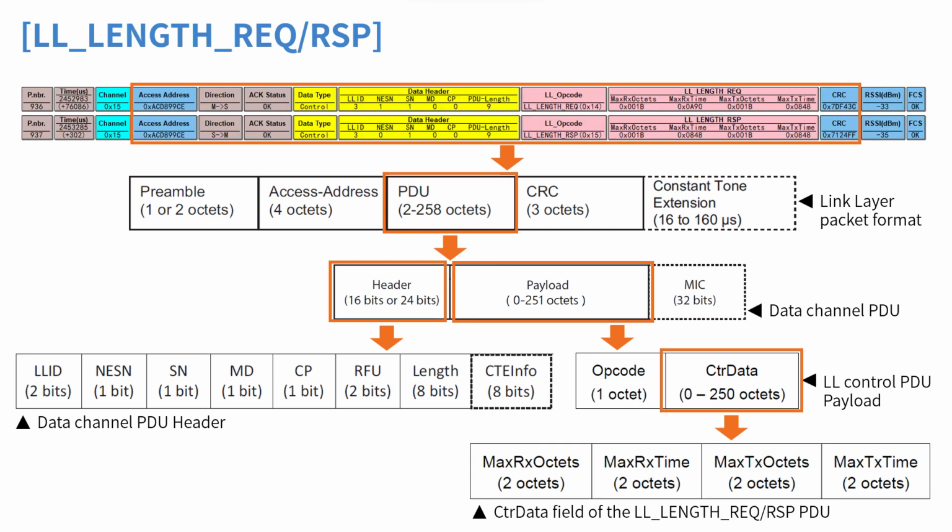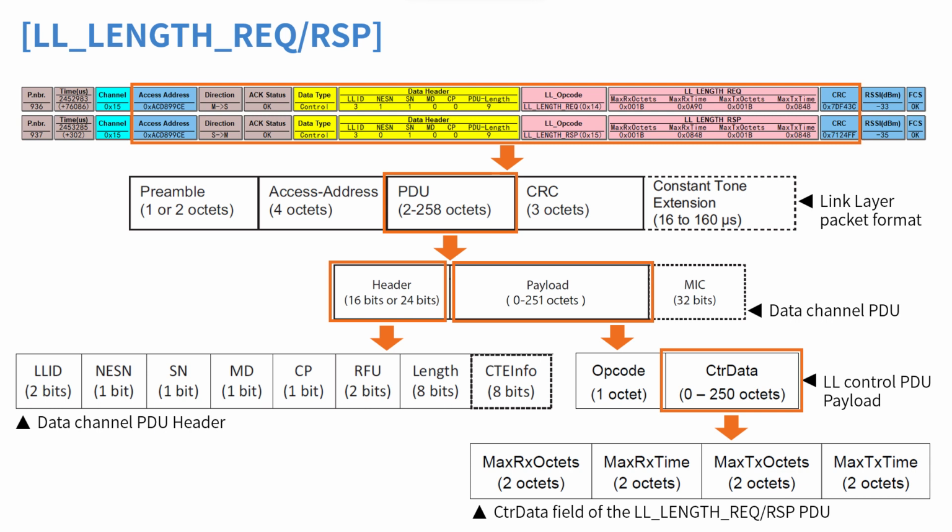This is the LL length request packet sent by the central and the LL length response packet sent by the peripheral. The combination of the LL control PDU has changed. Max RX octets is the maximum number of octets in the payload that the local device is able to receive from the remote device. The max RX octets field should have a value not less than 27 octets.